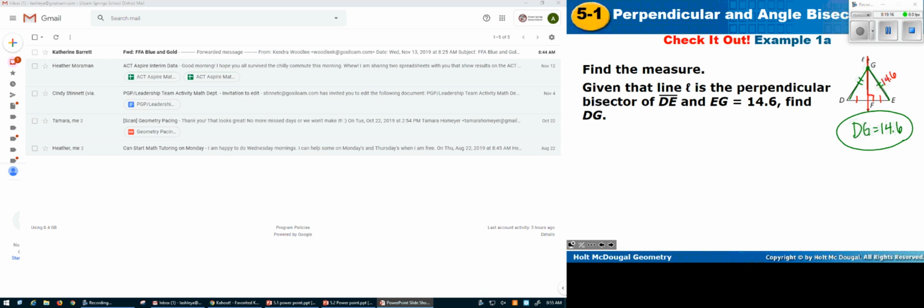Was that the theorem or was that the converse? The theorem, because they gave you that it is the perpendicular bisector. So if they give you it's a perpendicular bisector, that's the perpendicular bisector theorem. Do I put a line segment above DG? No. Never when you're giving me what it's equal to in terms of a number, because that's distance. Okay, good.